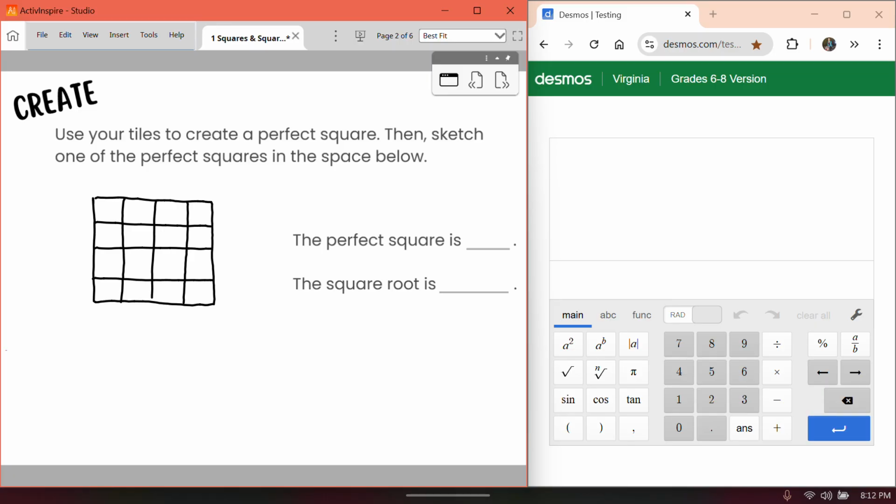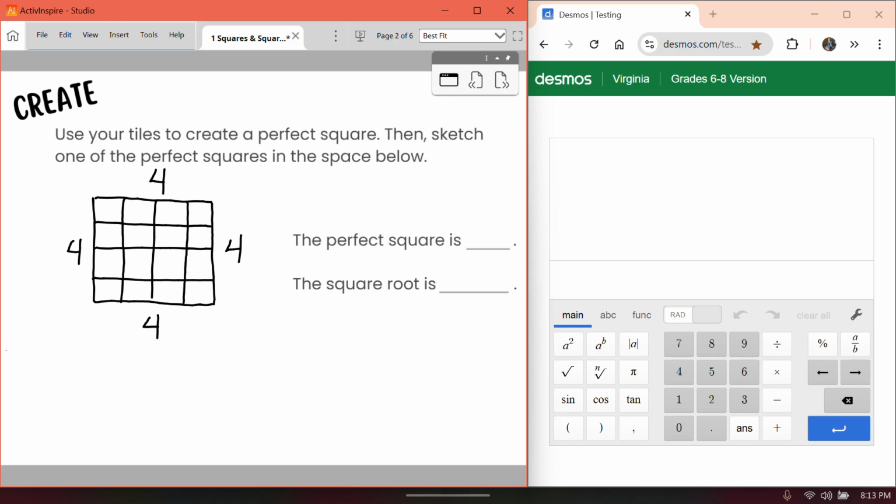If you had 16 of those little tiles, you could make a perfect square. And we know it's a square because each of the sides is the same length. Across the top, it's 4 blocks. Across the bottom, it's 4 blocks. On the left side, 4. And on the right side, 4.